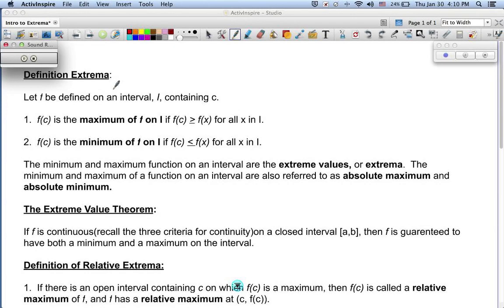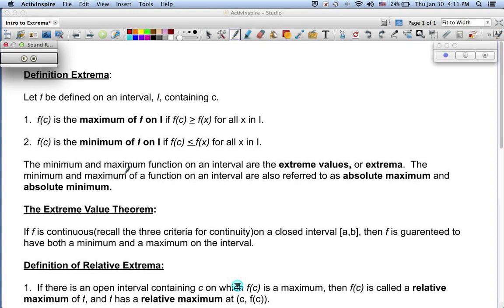Welcome. Today we are going to talk about extrema. Extrema is nothing more than a fancy word for the plural of extreme. So if you have more than one extreme, you have extrema. Extrema are just maximums and minimums. You know what maximums look like: the tallest thing, the biggest thing. Minimum: the smallest thing, the lowest thing, whatever you want to call it.